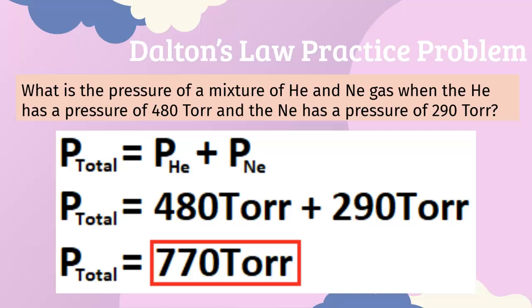For example, what is the pressure of a mixture of He and Ne gas when the He has a pressure of 480 torr and the Ne has a pressure of 290 torr? So torr is another unit for pressure. We know that we have He and Ne, so we have to add up our partial pressures to get our total. Both of the pressures are already in the same unit, so they're both in torr. So all we have to do is add them up. So 480 torr plus 290 torr gives us a total of 770 torr.